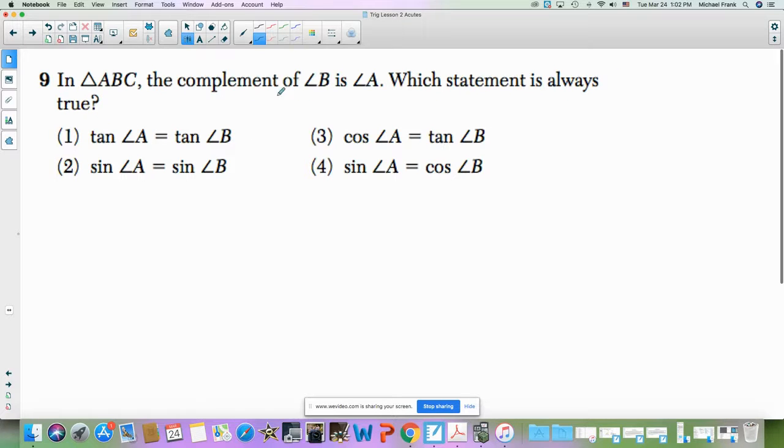Here is a backdoor way of telling you that you have a right triangle and angle A and angle B are the acute angles. It does so by saying in triangle ABC, the complement of B is A. Well, if A and B are complementary, that means they add up to 90, which means that last angle, C, will have to be equal to 90 because we know that all three angles have to add up to 180 degrees. So really, this is asking the same question once again. If angle B and angle A are the two acute angles of a right triangle, then we know that the sine of one will always be equal to the cosine of the other.